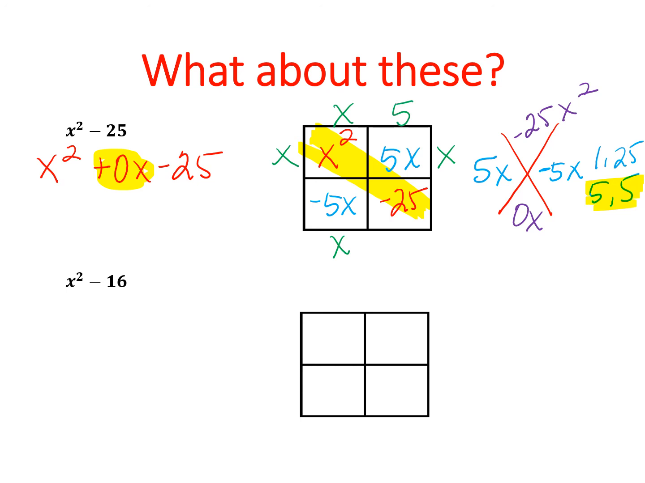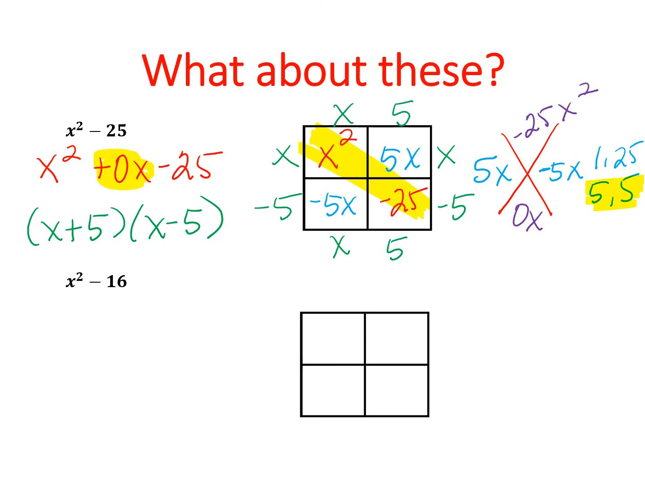X times 5 is going to give me 5x. X times negative 5 will give me negative 5x. Oops, I forgot to fill those in. Check that last box. And 5 times negative 5 gives us negative 25. So our two factors are x plus 5 and x minus 5.